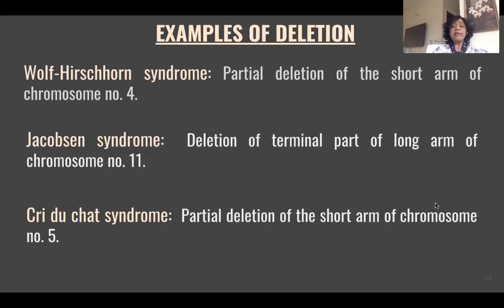The second example is deletion of the terminal part of the long arm of chromosome number 11, and this causes the syndrome called Jacobson syndrome in human beings. And then, of course, the third type is the cat cry syndrome, or in French we call it Cri-du-Chat syndrome. It is the partial deletion of the short arm of chromosome number 5. Students, I will be back with the next lecture where I will be taking the various examples of deletion.